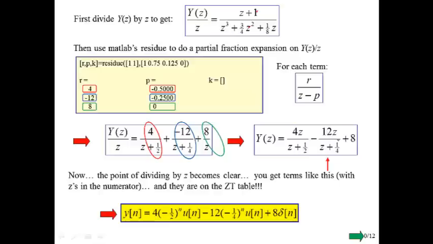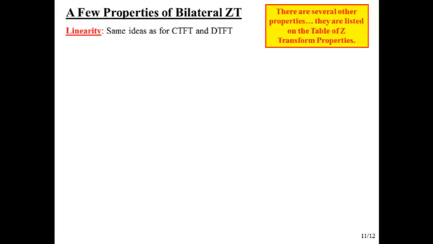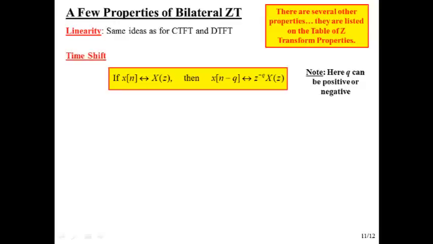So we'll talk more about partial fraction expansion in the next video lecture, but let's just cover a few more properties here of our bilateral Z transform. There's a bunch of other properties on the table. I'm not going to go over all of them. I'll hit the main couple that we need, but you should be familiar with all of these. So linearity, same idea as all that we've had for CTFT, DTFT, the whole thing. Time shift, we've seen this for CTFT, DTFT, and now we'll see it for the ZT.